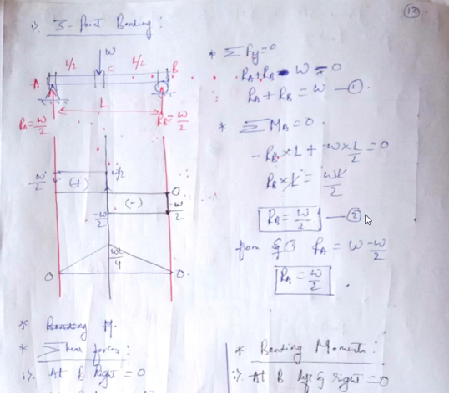Put this as equation 2 and substitute equation 2 in equation 1. So RA will become W minus RB, that is W minus W by 2, so you'll get RA as W by 2. Once you get the reaction forces, you can write RA as W by 2 and RB as W by 2. Now you can start plotting the shear force diagram and bending moment diagram.